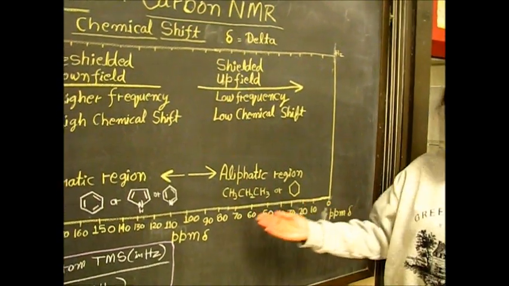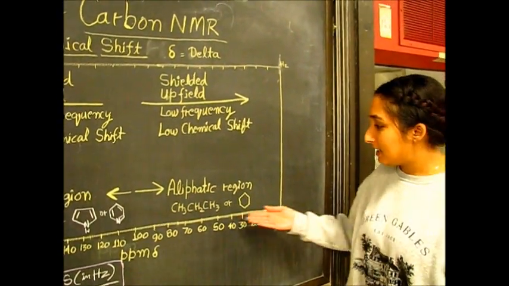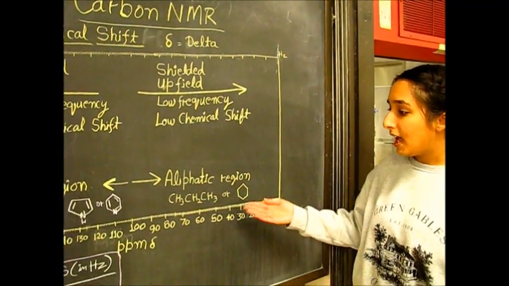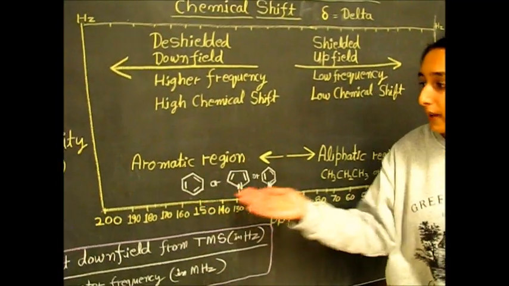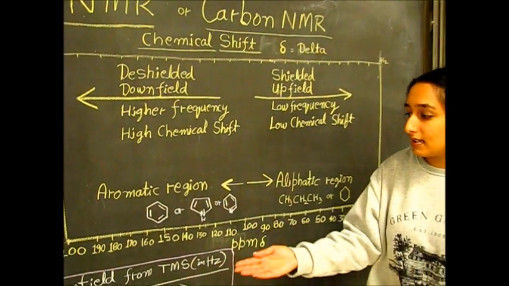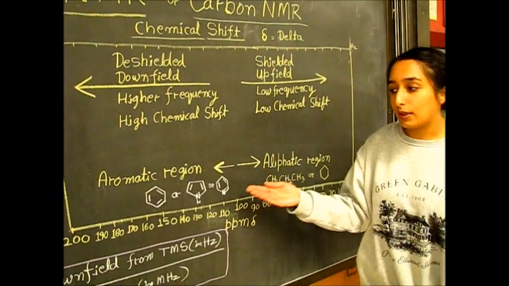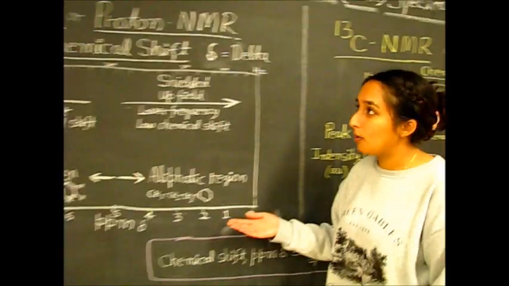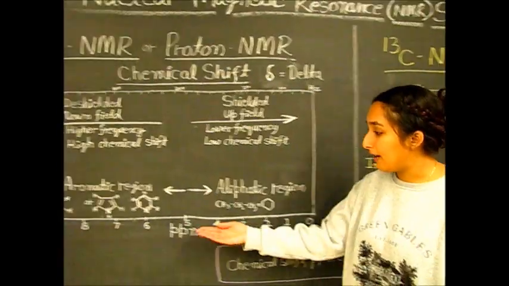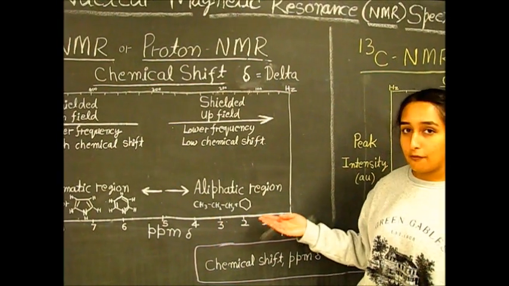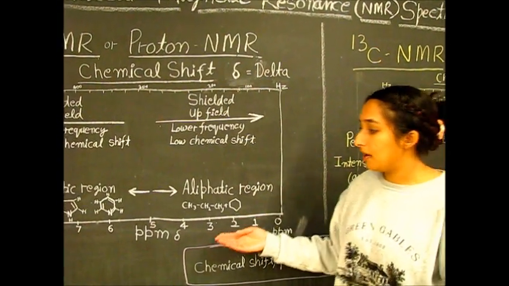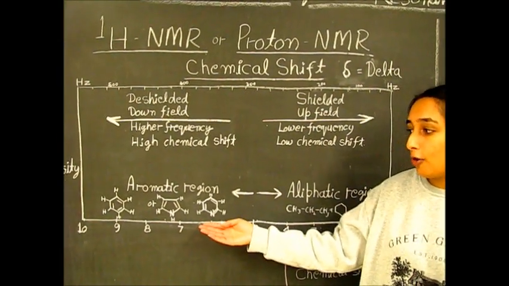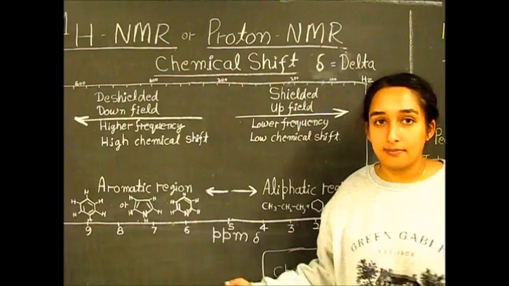From 0 to 100, we see that this is the aliphatic region, and we can see molecules like cyclohexane. And from 100 to 200, we have the aromatic region, and we can see compounds with rings in their structures. Similarly, in the 1H NMR, from 0 to 5, we have the aliphatic region for compounds such as cyclohexane, and from 5 to 10, we have the aromatic region for aromatic compounds with rings.